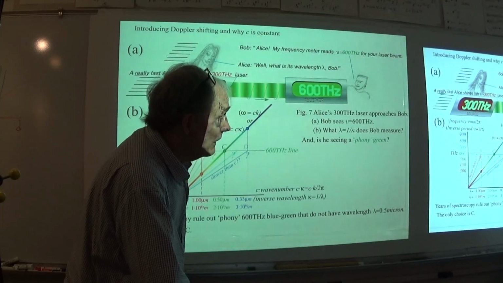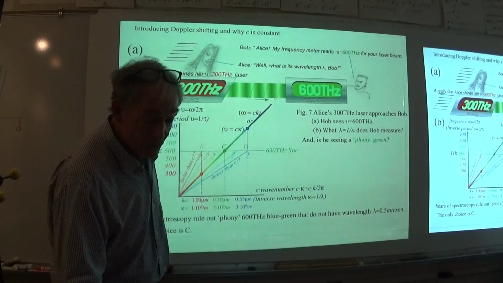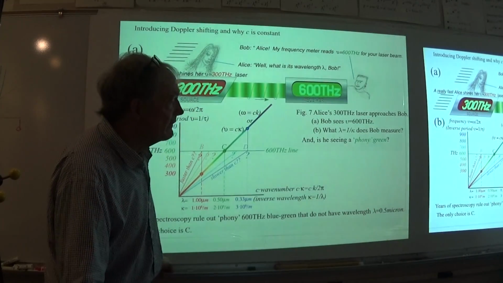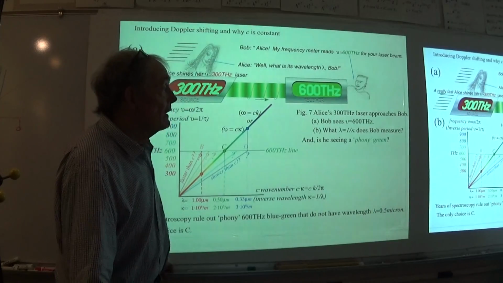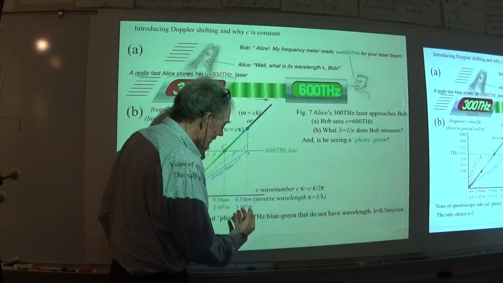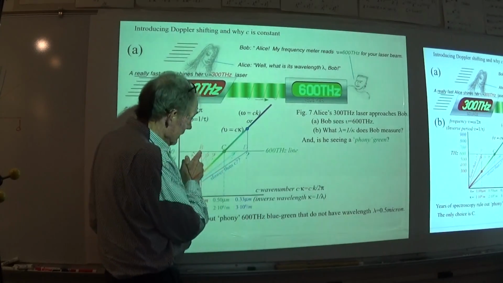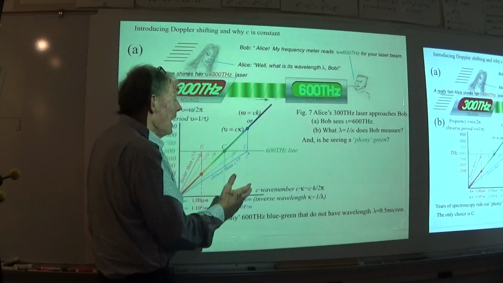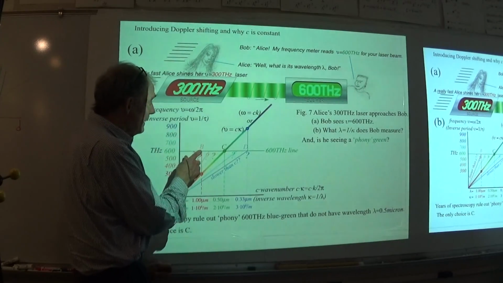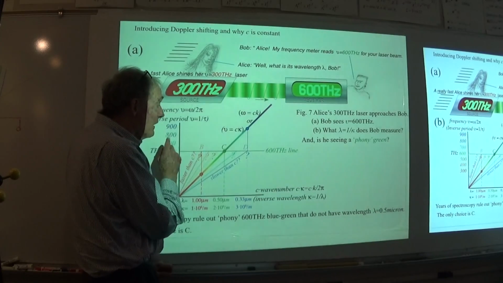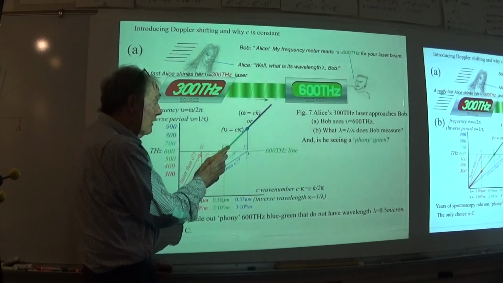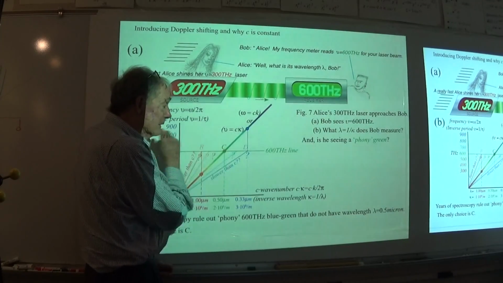The figure there is out of that chapter 0 paper, which I recommend to you as the shortest way to get to this stuff. But anyway, years of spectroscopy rule out a phony 600 terahertz like B or D. And in so doing, it's saying that green had better have the same speed as any light, but in particular it ought to be this choice right here.